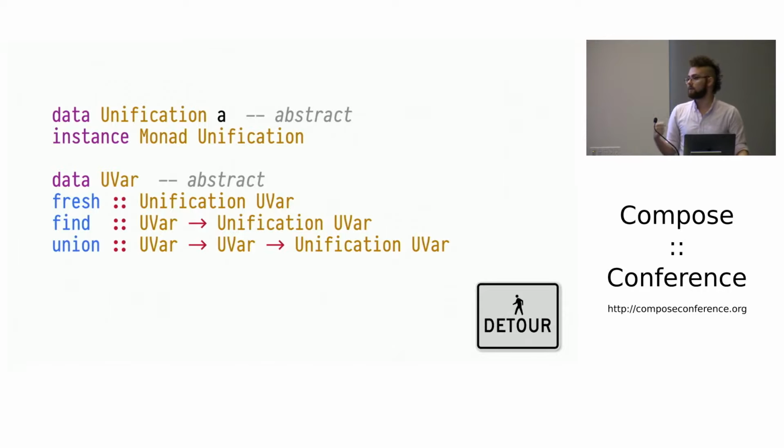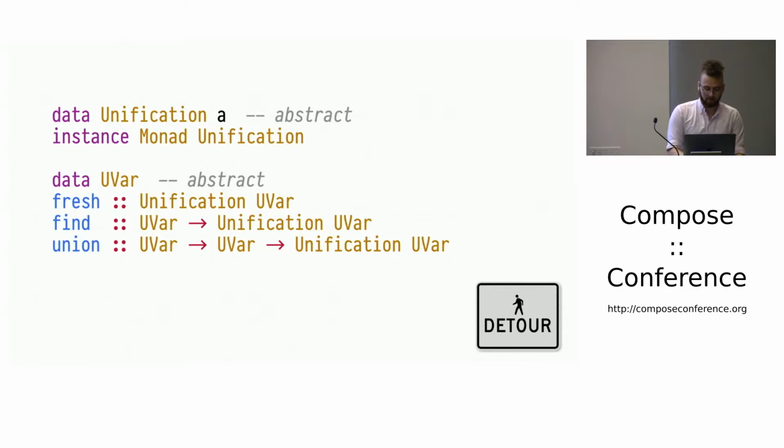That is to say, find returns a unique unification variable that represents all of the ones that have been set equal to each other. So if we want to say in the end whether two things are equal to each other, we want to say, are their representatives equal? And if their representatives are equal, then they themselves have been at some point transitively equated. And union just says, let them be equal.